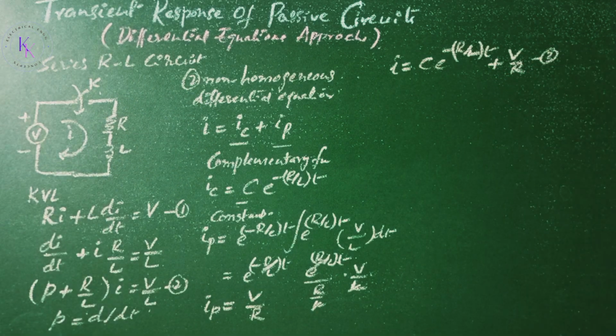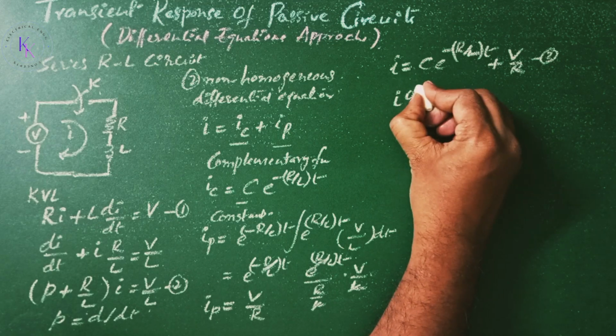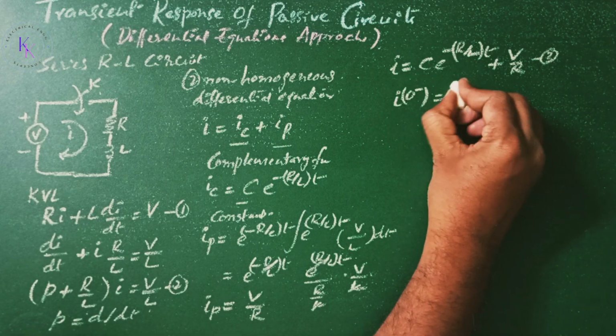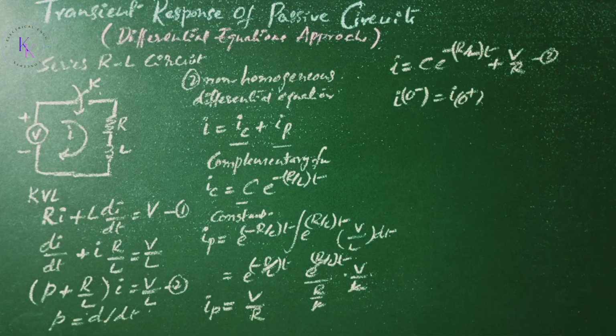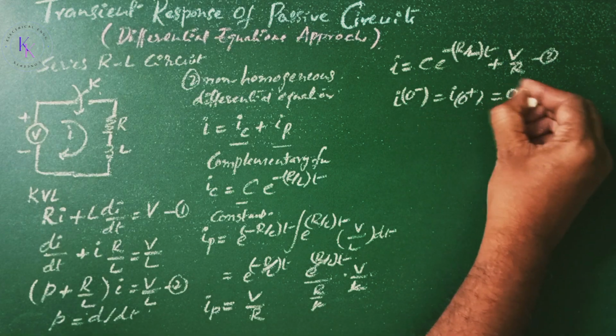An inductance, due to its electrical inertia, does not allow sudden changes of current through it, following the rule of electromagnetic induction. Hence, the current through it just before switching is the same as the current just after switching. That represents that i at 0 minus equals i at 0 plus. However, before switching, there was no current through the inductor. Hence, at t equals 0 plus, the current through the inductor will be 0. So, this equals 0.